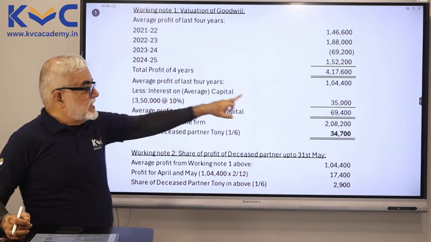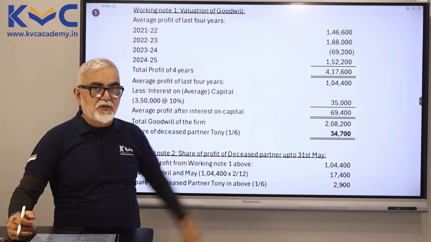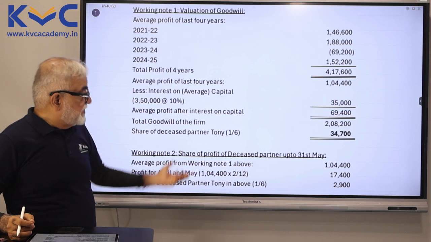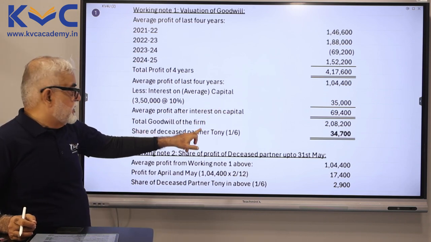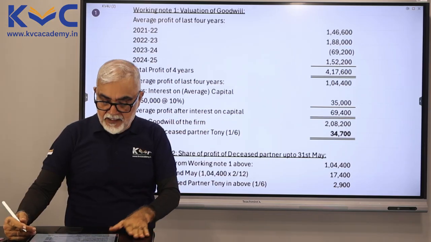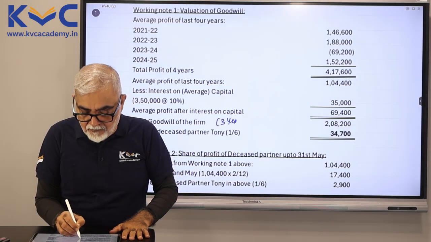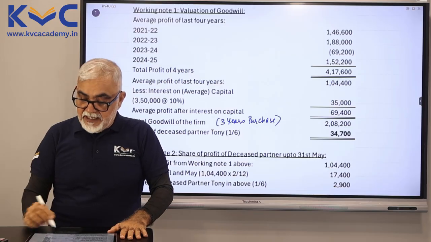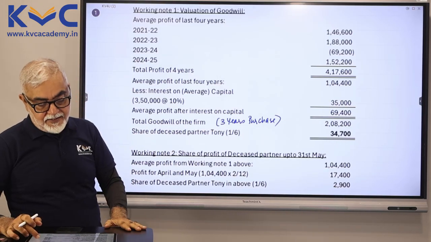Interest on capital to be taken at the average capital balance of 3,50,35,000. Therefore, average profit before interest on capital, after interest on capital becomes 69,400. Goodwill is 3 years purchase, 68,200. Okay, this is 3 years purchase. And Tony has got 1/6 of this as goodwill, 34,700.